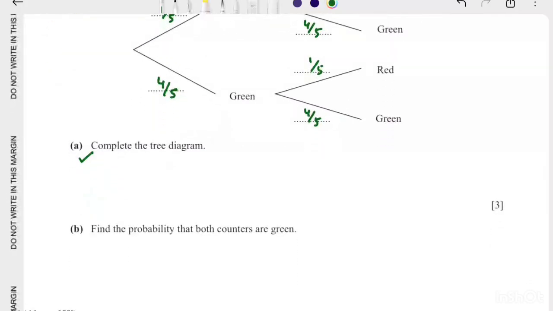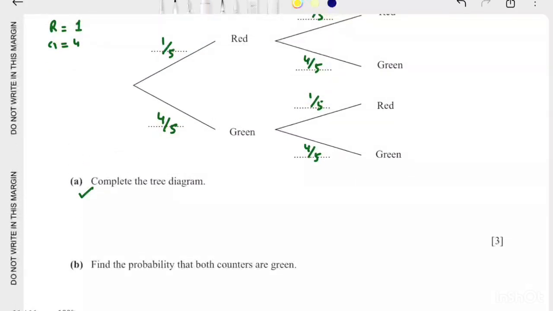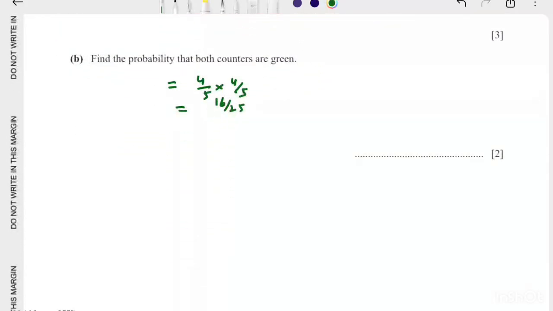B part, find the probability that both counters are green. So we are going to multiply their branches. So it will be 4 by 5 times 4 by 5. So the final answer becomes 16 by 25. So this is the answer. It was a very easy question.